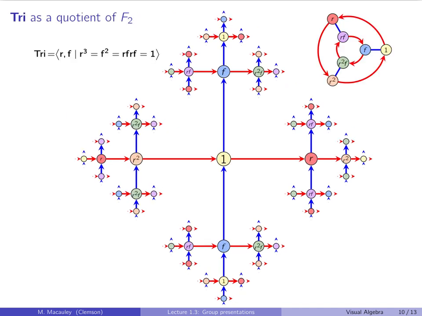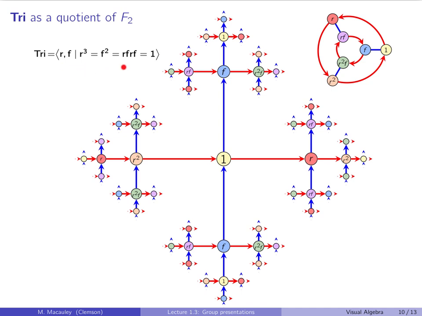Let me now try to take a stab at explaining what I meant when I said that the free group on two generators is, in some sense, the largest or the most unwound group on two generators. And I'll do that by showing you how, given an arbitrary group on two generators, namely this one that we're familiar with, the triangle symmetry group, we can construct that from the Cayley graph of this free group.